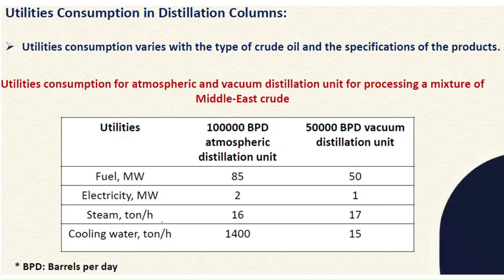Coming on to some of the important utilities, depending on our crude oil type and the process used, such as the atmospheric distillation unit or the vacuum distillation unit, and moreover the different crude oils, as this data is for the Middle East crude. Depending on different factors, the requirement of different utilities is different. It is shown here that depending on these factors, the requirement of fuel, electricity, steam, and cooling water is all different.